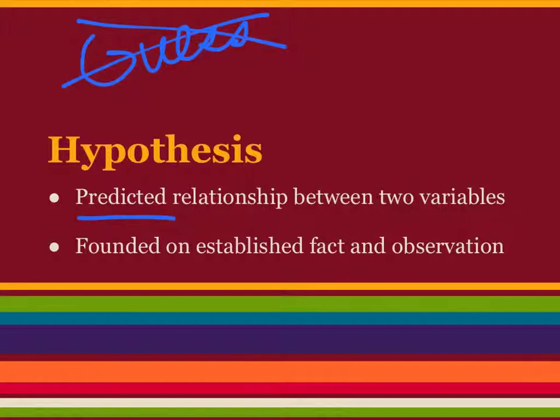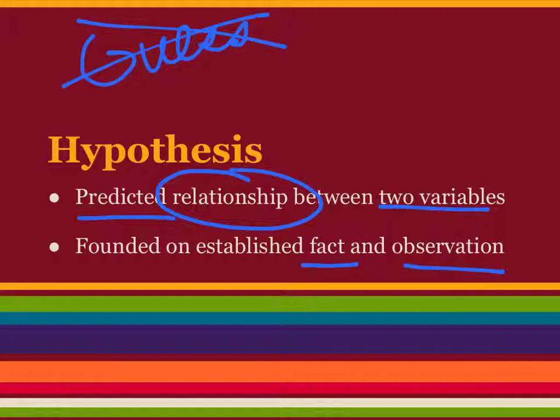And when we say the word prediction, we are talking about an expectation. And that expectation is founded in fact and observation. So using what you already know about the issue, using what you already know about an experiment or some kind of concept, now you can make a prediction. And it's not just any prediction, but it is a prediction of a relationship. How two variables, how two things that can change, how they are related to one another.